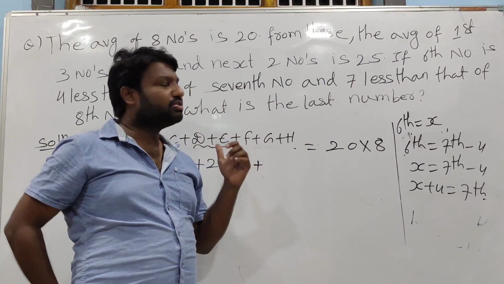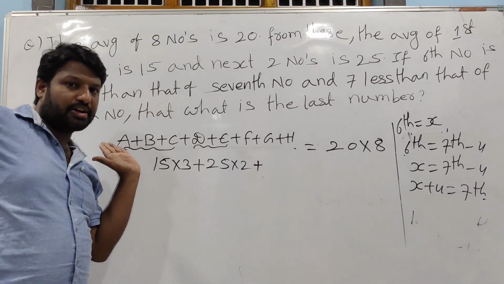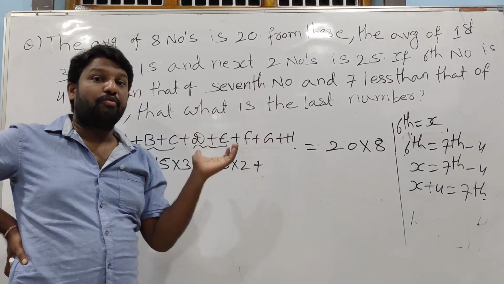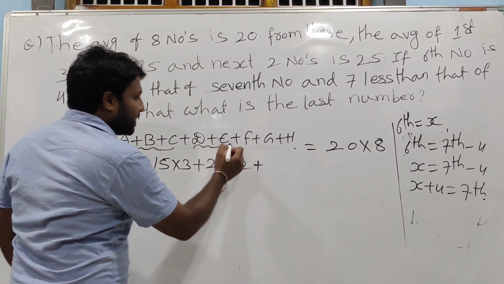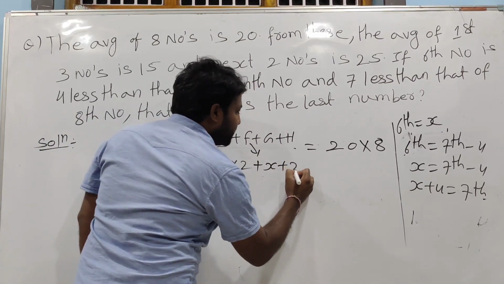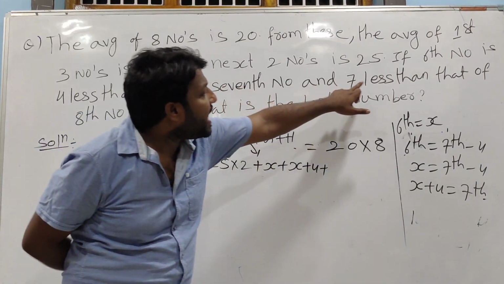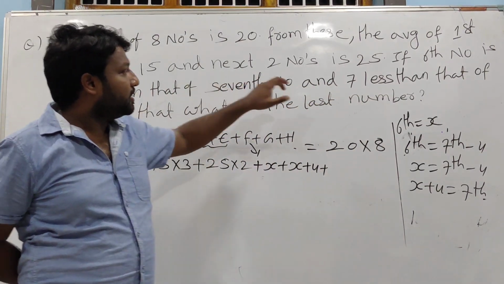So instead of doing all these things, you can directly understand this. If the sixth number is 4 less than the seventh number, then the seventh number automatically becomes 4 greater than the sixth number. So I am taking the sixth number as x, then the seventh number is x plus 4.